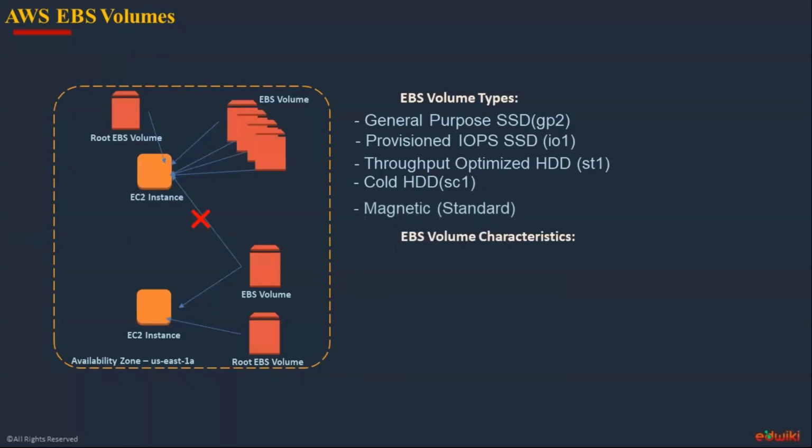Every volume that you take on, whichever volume you choose, will have some characteristics. Any EBS volume that you take from AWS is a persistent volume. That means the data that you are storing in the volume will not be lost. Though your server is shut down, restarted, or terminated, your data is still safe in your volume. That is called a persistent volume.